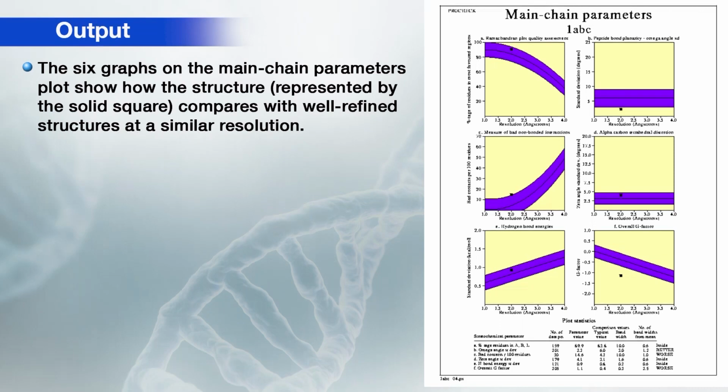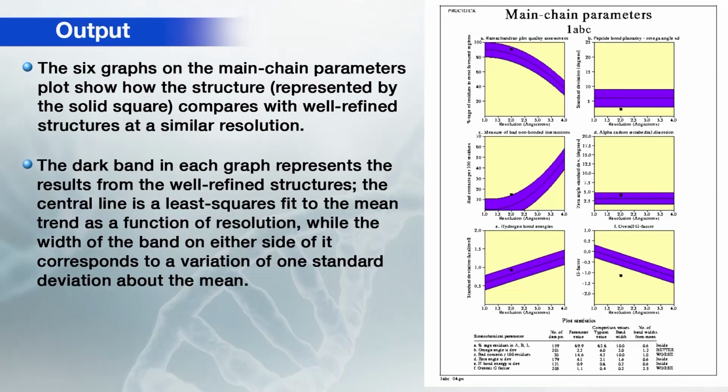At the right hand side you can see the 6 graphs. The main chain parameter plot shows how the structure, represented by the solid square, compares with well refined structures of a similar resolution. The dark band in each graph represents the result from the well refined structures. The central line is a least squares fit to the mean trend as a function of resolution, while the width of the band on either side of it corresponds to a variation of 1 standard deviation about the mean. So, you can see the dark band and the dashed line reported.